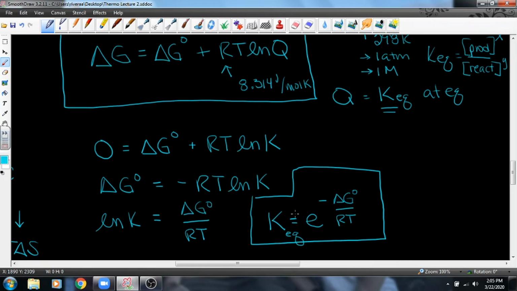So instead of doing K eq is equal to your product concentrations over your reactant concentrations, if you know the standard free energy change for the reaction and you know the temperature that the reaction is at, you can actually calculate K. And you're like, why do I care about K? Well, remember, big Ks that are greater than 1 mean you've got more products at equilibrium. And if Ks are less than 1, you have more reactants at equilibrium. And if K is equal to 1, you have the same amount of products and reactants at equilibrium.